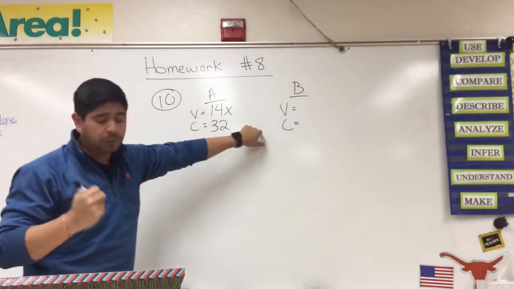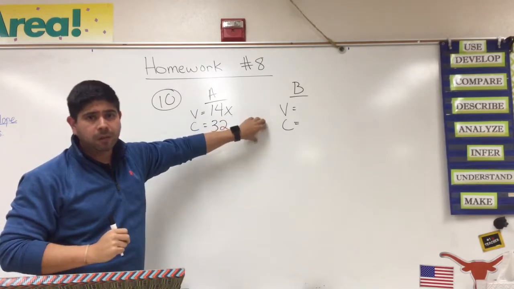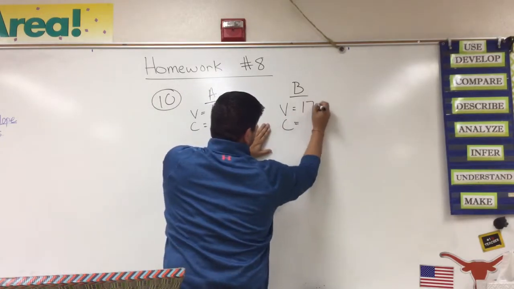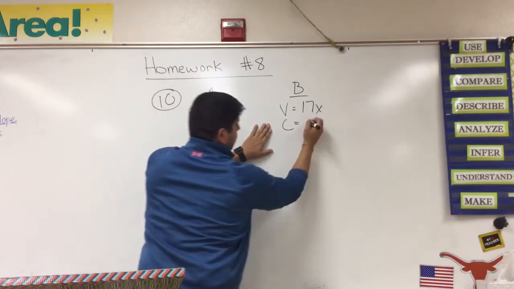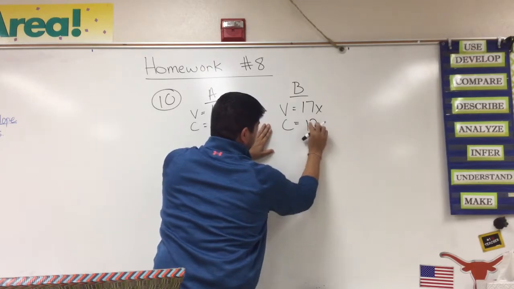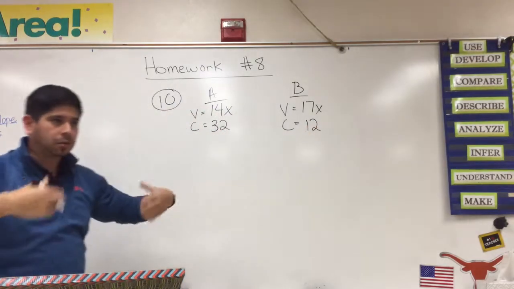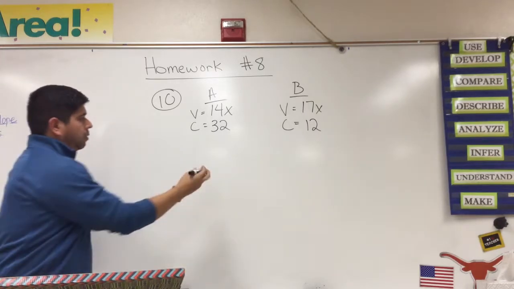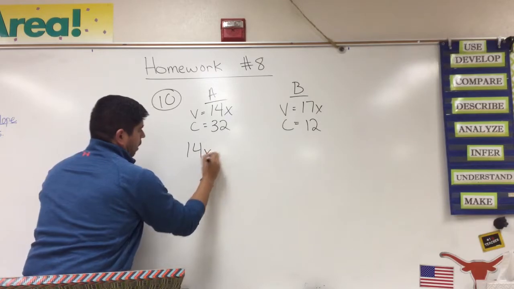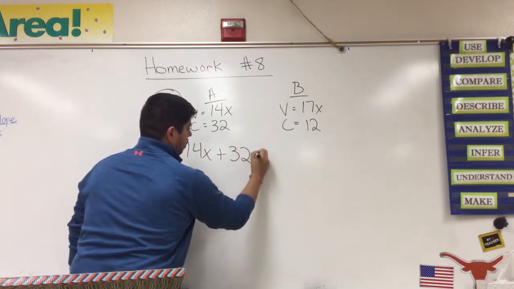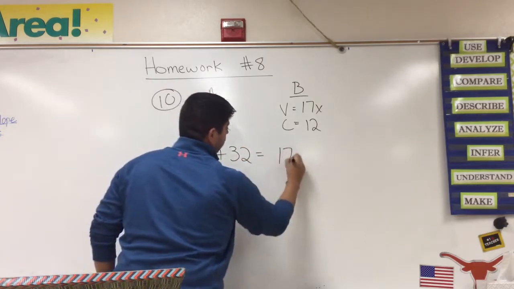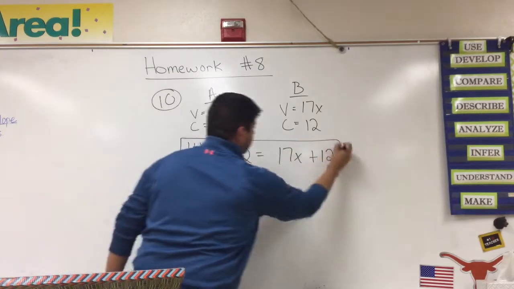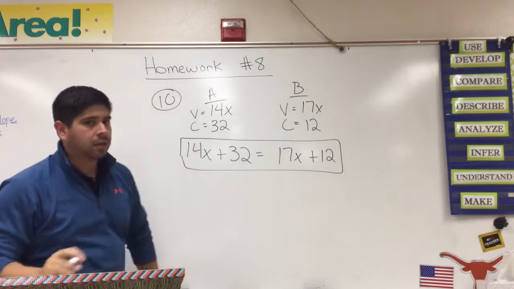Player B, 17 points per game, and he's only scored 12 points. So 17x is going to be my variable, and then the constant is going to be 12. Both are positive because it's a positive number of points that they scored. So now I just set it equal to each other because it asks for an equation. So I just write 14x plus 32 equals 17x plus 12. And that's all I have to do because it asked just to write an equation. That's it.